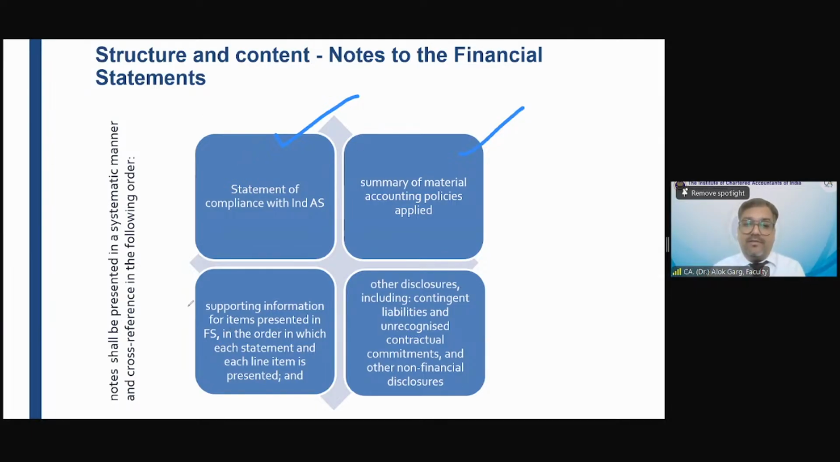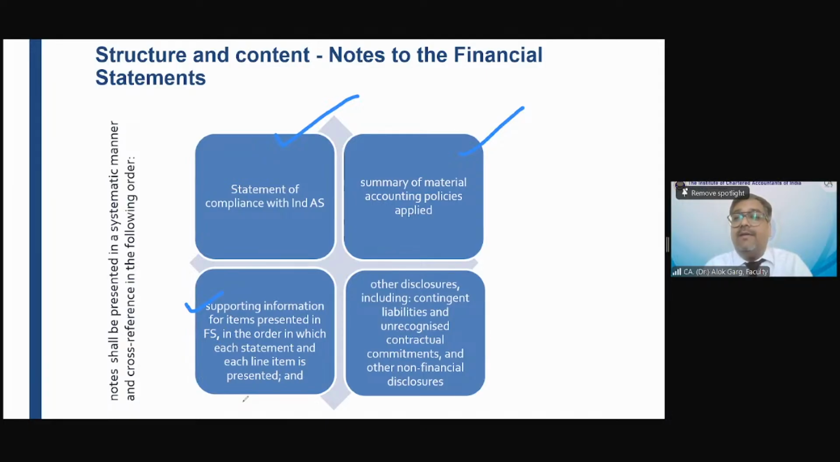Then supporting information for items presented in the financial statement, in the order in which each statement and each line item is presented. What is the meaning of this? All the schedules, notes to accounts, all the schedules. You must have seen note referencing in the balance sheet: 1, 2, 3, 4, 5, 6, and P&L note referencing. So all this breakup of balance sheet items, P&L items, all these details have to be provided in the notes to accounts, which is the supporting information on the balance sheet, P&L, etc.